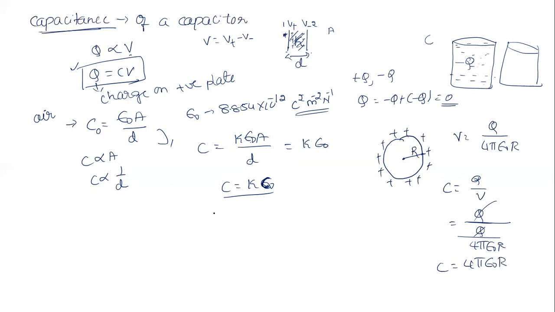Now let us take the Earth, sir. If I take the Earth, the radius is how much? R, let us say, is equal to 6,400 kilometer. And this value we know. If you insert this value, we get C, how much? You get almost 711 into 10 power minus 6. And the unit of this one is what we call farad.